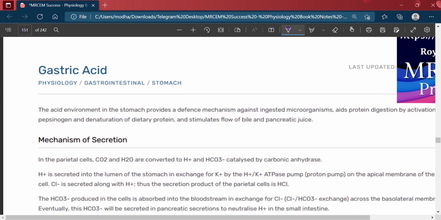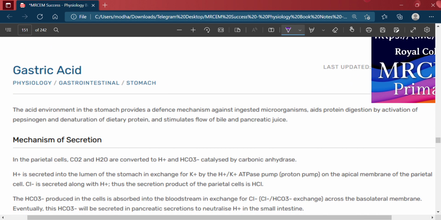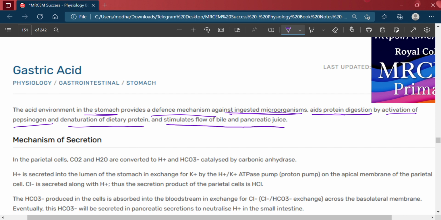Now, gastric acid. The acid environment in the stomach provides a defense mechanism against ingested microorganisms. It aids protein digestion by activation of the pepsinogen and denaturation of dietary protein, and stimulates the flow of bile and pancreatic juice.